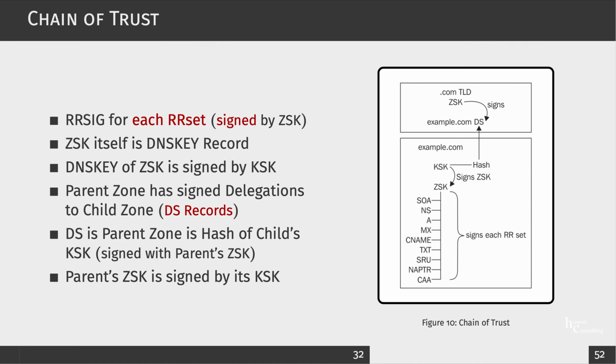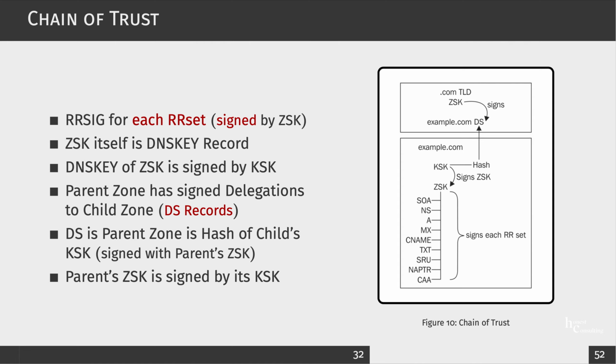And if we just take a look at the diagram on the right hand side, at the bottom we can see the different types of resource record sets that are signed with the zone signing key. And then we can see that the key signing key is used to sign the zone signing key itself, so the DS record of the zone signing key.